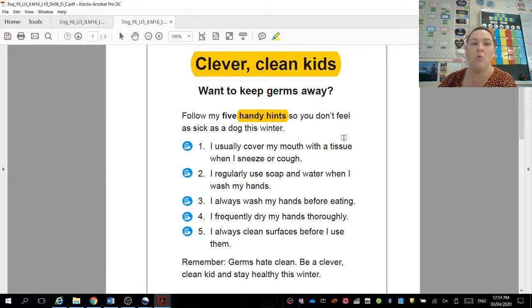So what about a simile? Remember what a simile is? A simile is when you are comparing two things using "as" or "like". If you look at the first sentence, "Follow my five handy hints so you don't feel as sick as a dog." This is a simile.